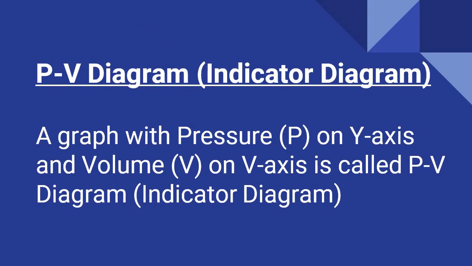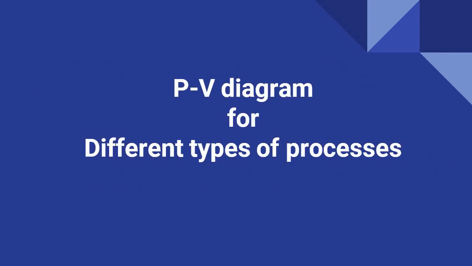So, we will be discussing the PV diagram, and there is another name for it, the indicator diagram. Here is a graph with pressure P on the y-axis and volume on the x-axis. Sorry, volume is on the x-axis, and it is called a PV diagram or indicator diagram. And now we will look at the PV diagram for different types of processes.